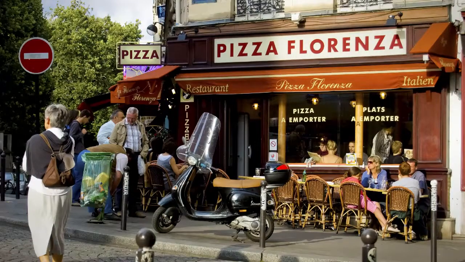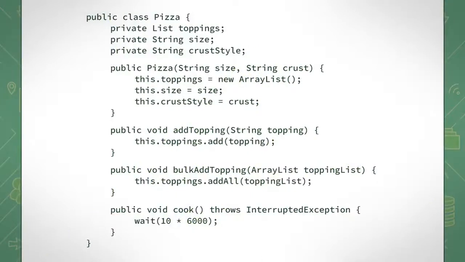You need to model all the different varieties of pizza that the restaurant has on the menu. Given the different combination of toppings and names you can have for pizzas, you might be tempted to design the system using inheritance. The pizza class has been generalized to know what toppings it will have, its size, style of crust, and how long it will take to cook.